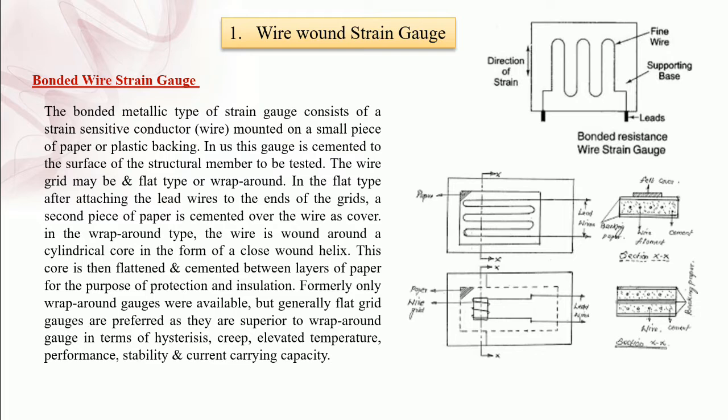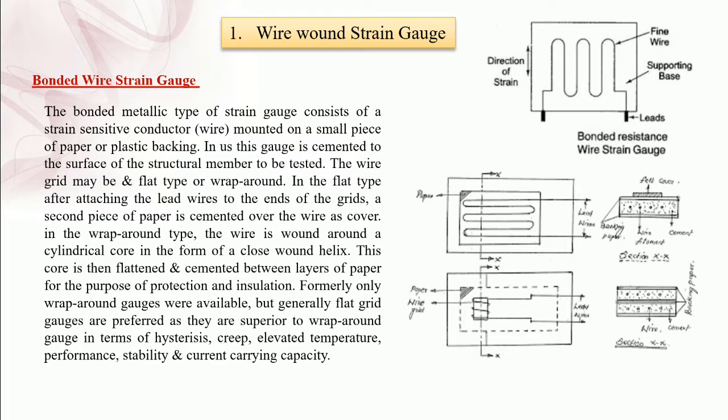Okay, now this bonded strain gauge consists of a strain sensitive conductor mounted on a small piece of paper or plastic backing. Basically, this type of wire grid may be flat or wrap around, and in the flat type, after attaching the lead wire to the ends of the grid, a second piece of paper is again cemented on the wire as a cover.